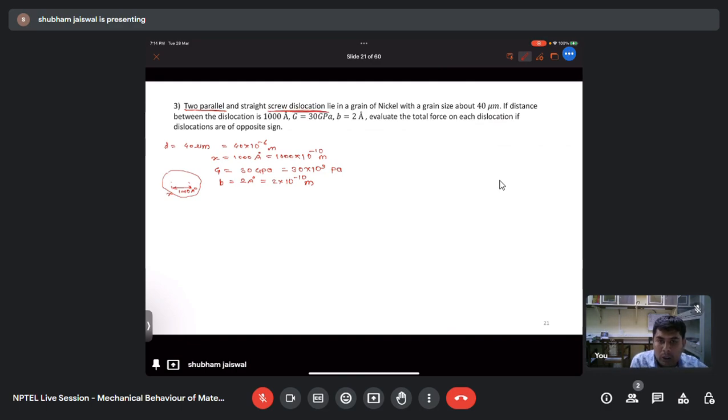Now we have two parallel screw dislocations. In the dislocation interaction we have seen that the force on a dislocation is given by F equal to plus or minus G B square upon 2 pi into x upon x square plus y square. Is it not?